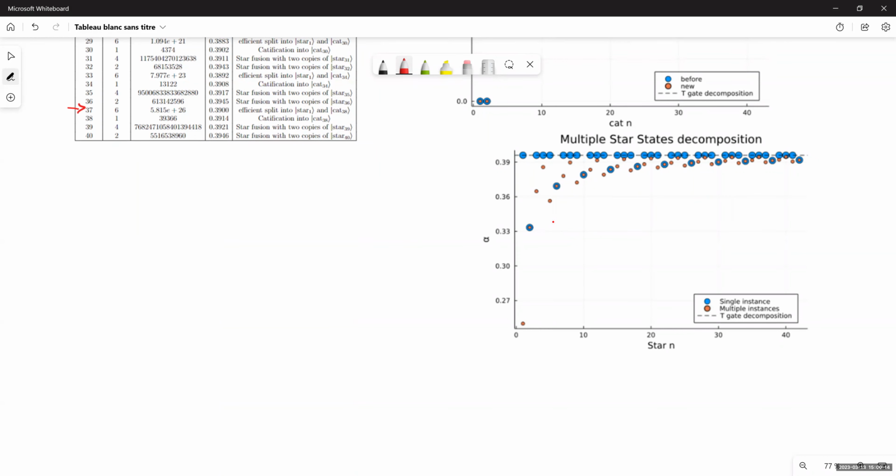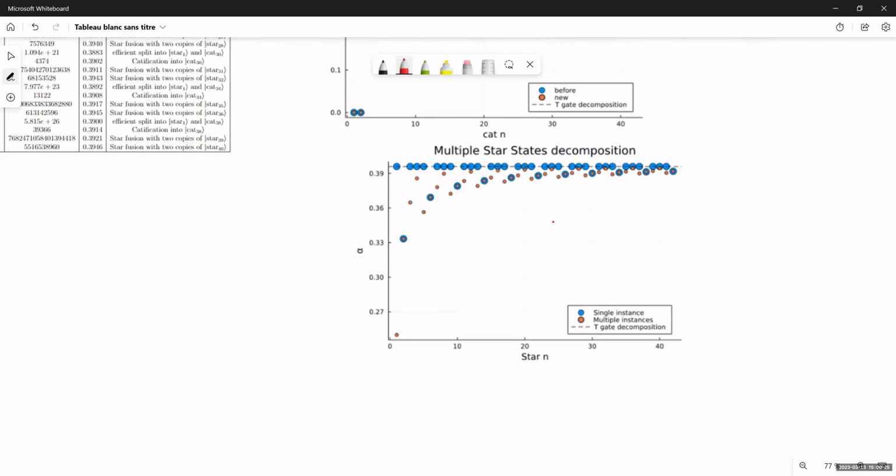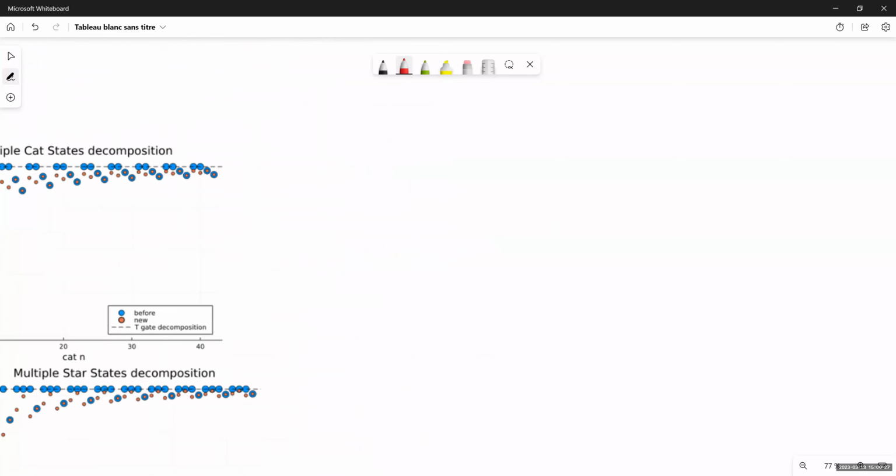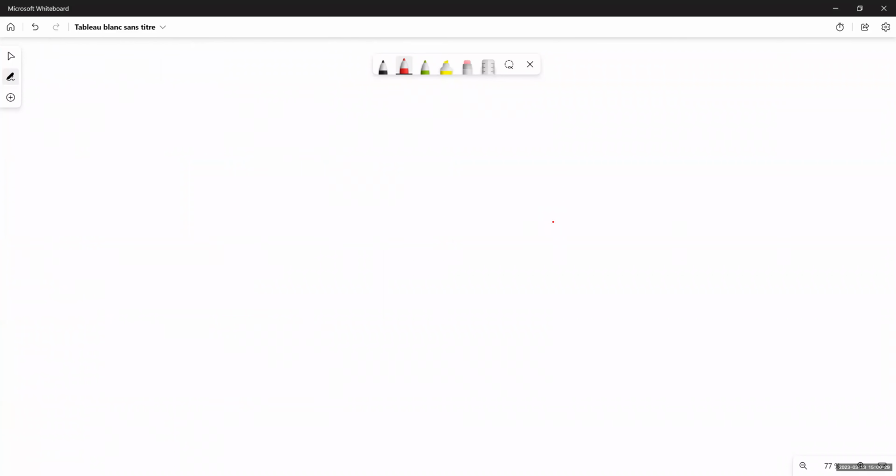Okay. Now, so that was for decomposition of specific states. And now I'm going to jump to another aspect of stabilizer decompositions. I'll go to something that I call graph cuts. Graph cuts. Okay. So that idea is kind of simple.